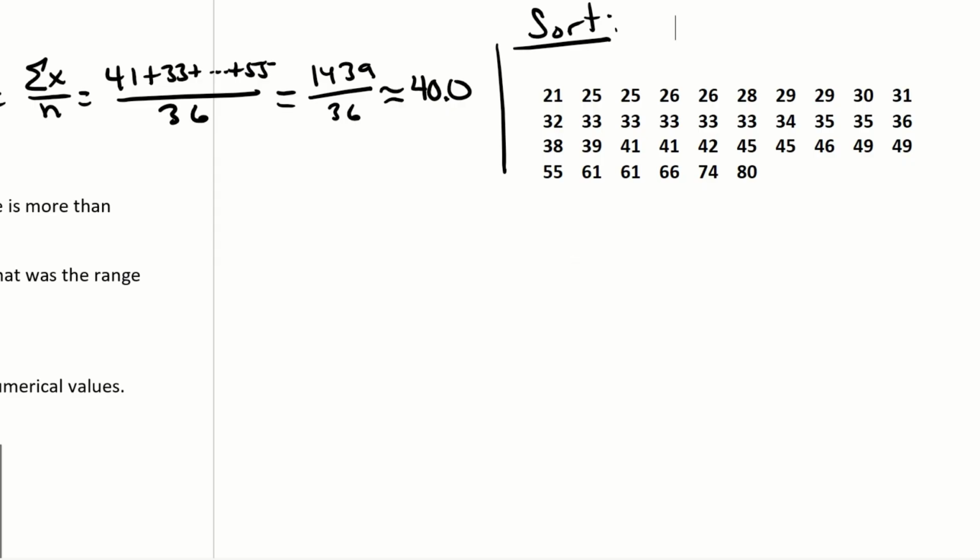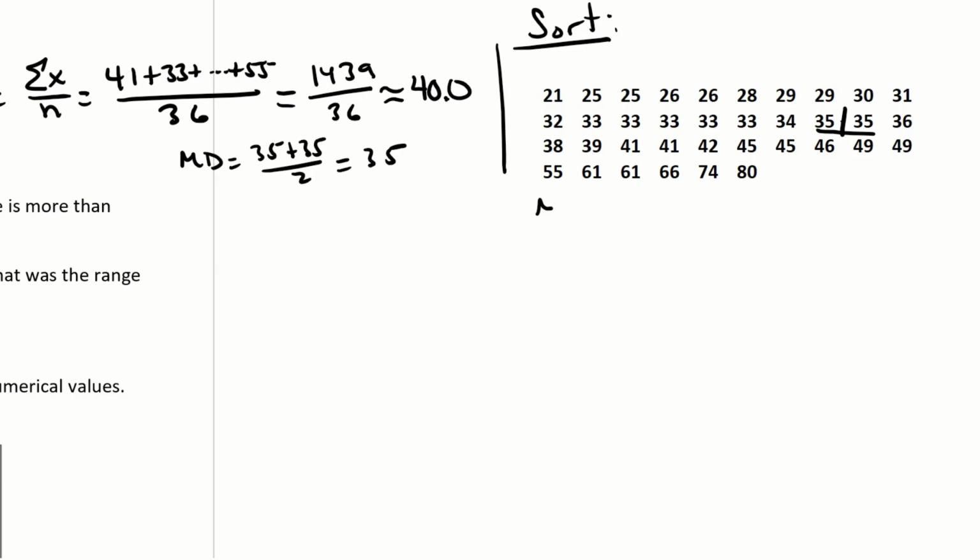If you find the median, you have 36 numbers here, right? So 36 means there are two middle numbers. That means it's going to be between the 18th and the 19th number, because 36 divided by 2 is 18. To find the median, you just add them up and divide by 2, but since they're the same number, it's just going to be 35.